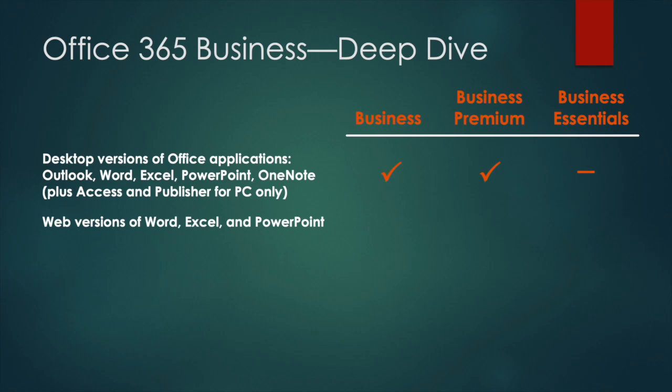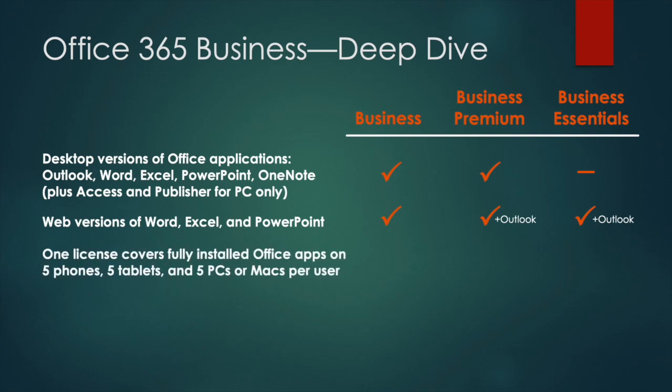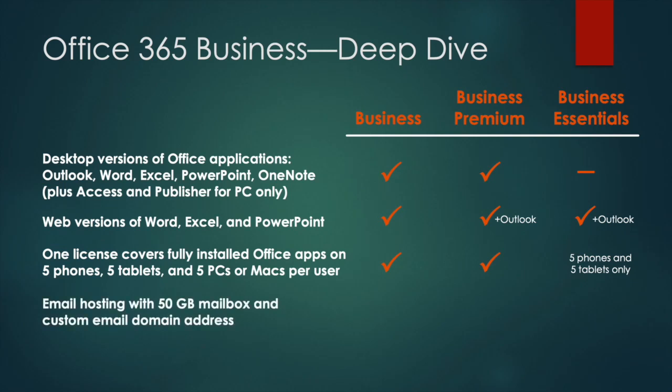Next, in addition to desktop versions of apps, there are web versions of Word, Excel, and PowerPoint. And with Premium and Essentials, Web Outlook is also provided. Moving on to licensing, one license covers fully installed Office apps on 5 phones, 5 tablets, and 5 PCs or Macs per user, with web versions only for Essentials. And then email hosting with a 50 gigabyte mailbox and custom email domain address for each user is available with Premium and Essentials accounts.